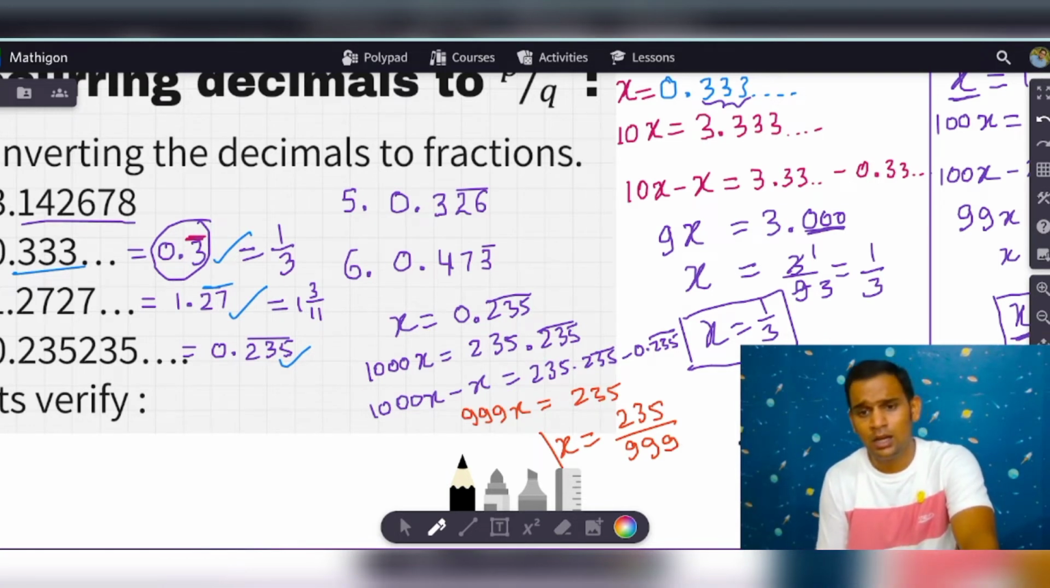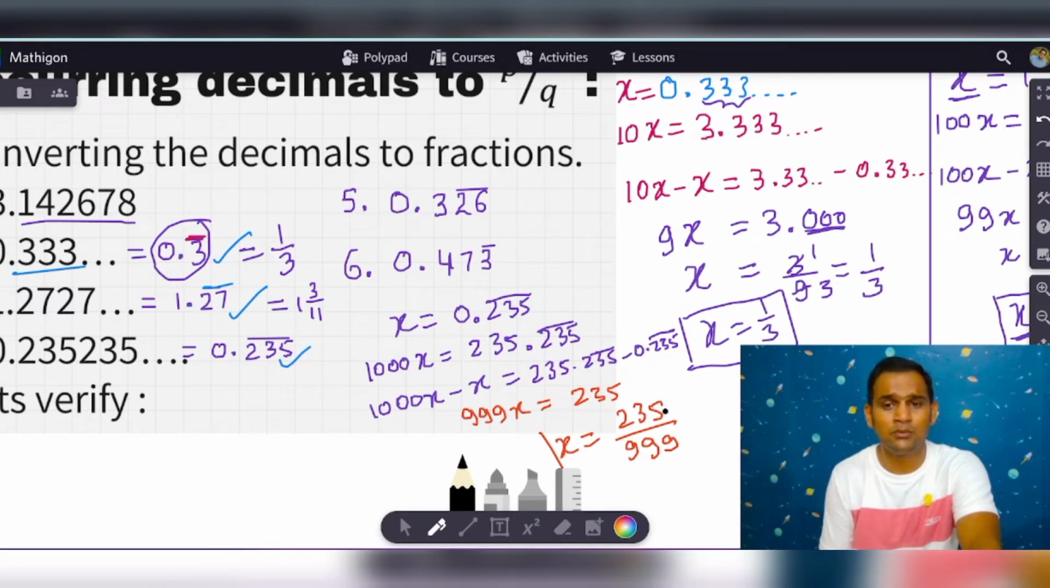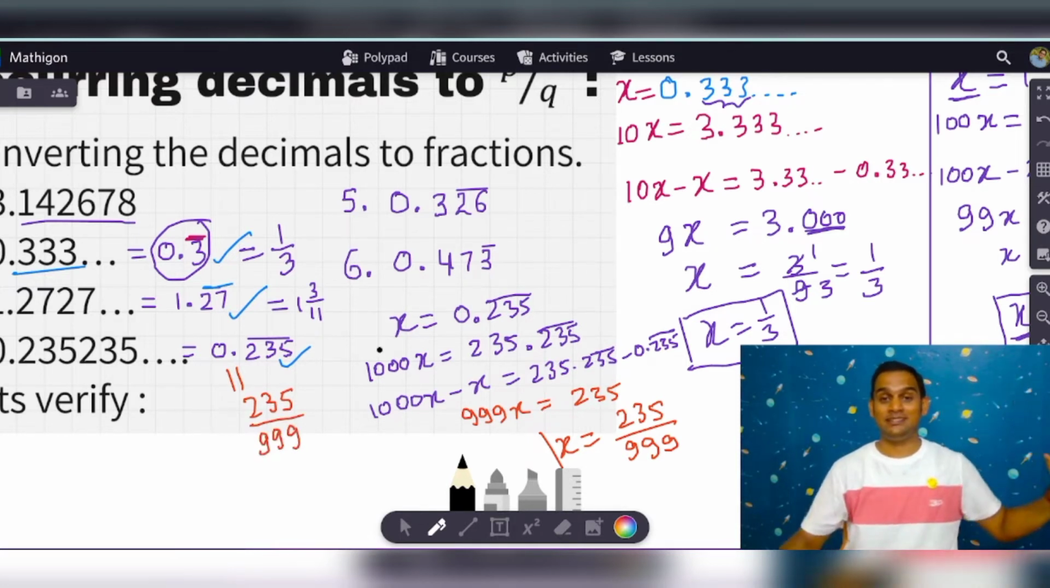You can try with 11 also. It's not divisible. 11 times 2 is 22, and then we get a carry over 15. So this is not divisible further. So that's how this particular fraction can be written as 235 divided by 999. I hope that makes sense.